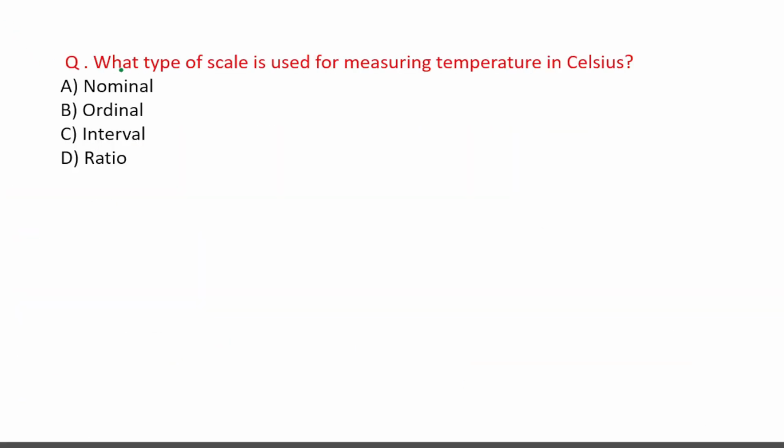Now see this question. What type of scale is used for measuring temperature in Celsius? Options are A nominal, B ordinal, C interval, or D ratio. So what type of scale is used for measuring the temperature? Definitely it is not a ratio. Definitely it is not nominal and not even ordinal. So the answer for this question is interval. Interval is the type of scale used for measuring temperature in Celsius. This is the answer by exclusion.